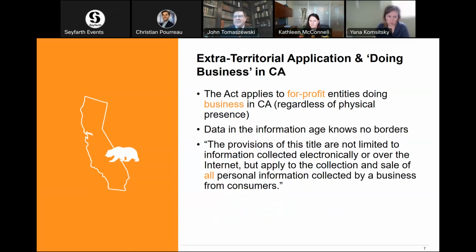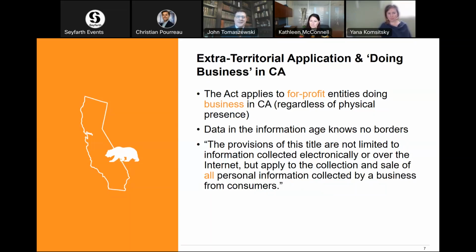So one of the things that's always interesting to me when I talk with my European colleagues is they get really excited about how the GDPR has this strong extraterritorial application. And I kind of laugh a little bit because the United States has been excellent at having extraterritorial application for a very long time. We're used to this.